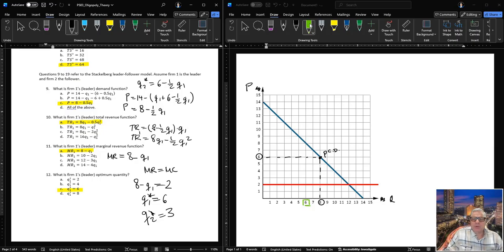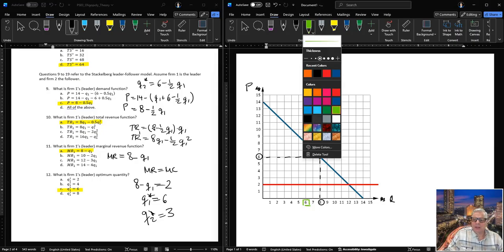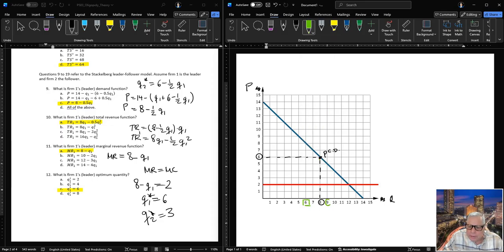So the total quantity in the Stackelberg leader world, they produce together 9, and the price will be 5. So that's the price, Stackelberg leader follower.